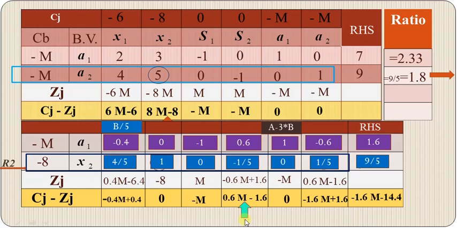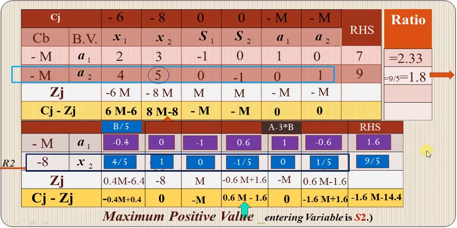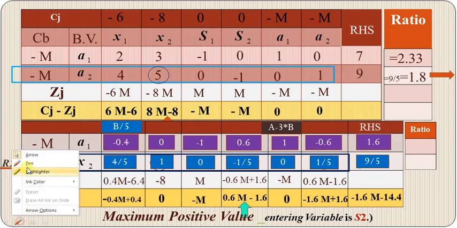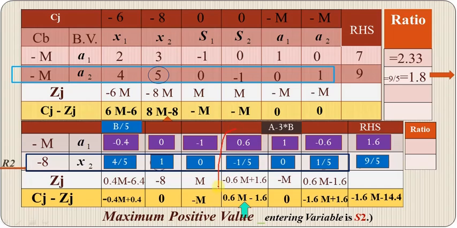Now for leaving variable, you have to find out again the ratio. Maximum positive value we have marked it. Now for ratio, again RHS divided by the pivot column value. So 1.6 upon 0.6, you will get 2.667. Similarly, for the next row, 9 by 5 divided by minus 1 upon 5. So we'll get minus.